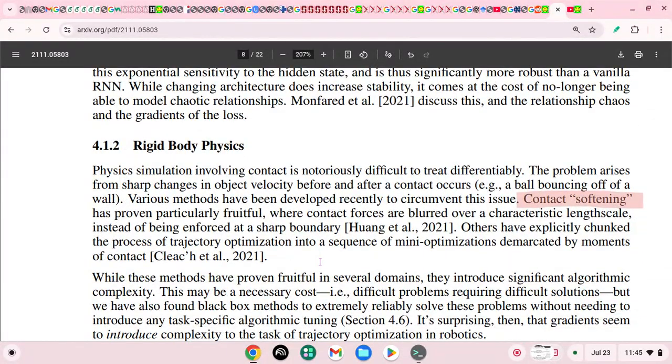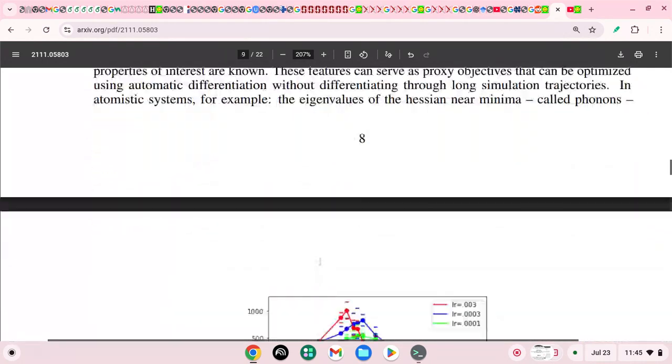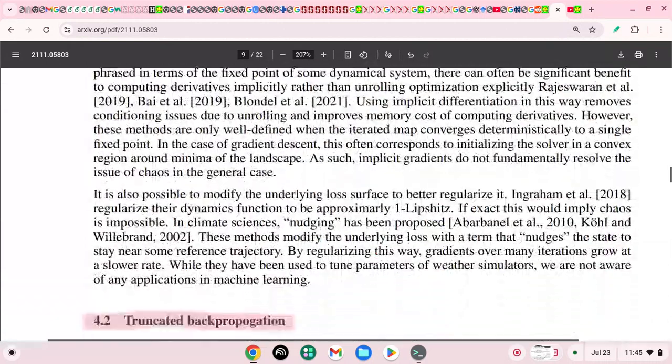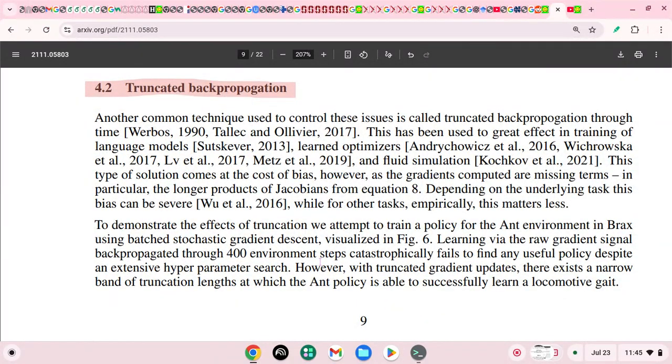Similarly, in rigid body physics, to avoid severely ill-conditioned nonlinearities in the systems, we try to smoothen out those factors, and jump discontinuities are avoided. Another thing is related to what has been achieved in deep learning.